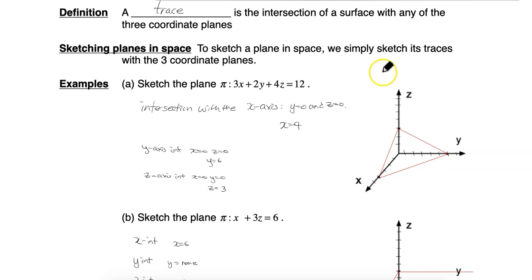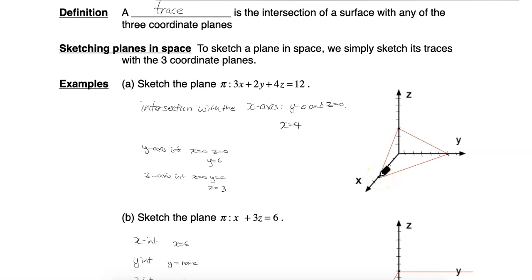So here's the first example. How do you sketch the plane 3x plus 2y plus 4z equals 12? What we're going to do is to look at all the intersections with the axes. So if we want to find where the plane intersects the x-axis, what's special about that is that y equals 0 and z equals 0. So we set y equals 0, z equals 0, and we find, just looking at that, x equals 4. So we know the plane goes through this point here.